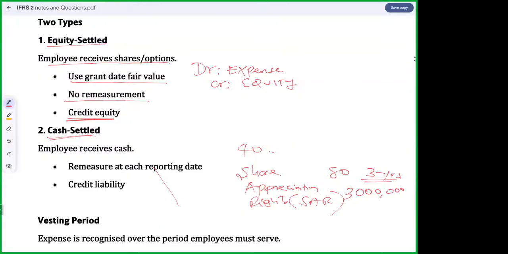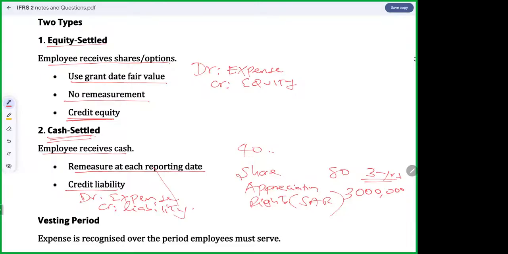Because if it is share appreciation, we would want to track your performance. Are our shares, because of the effort you're putting in, growing every year? So under cash settled, the employee receives cash. We shall remeasure at each reporting date. And because we're going to give you cash, we shall credit liability. So basically, we shall debit an expense because you have offered service to us. It's an expense for the company, but now we credit our liability.